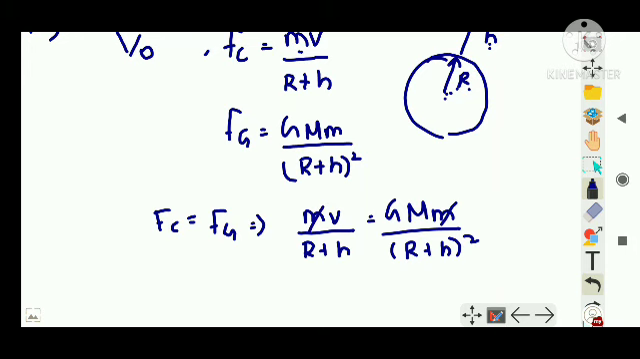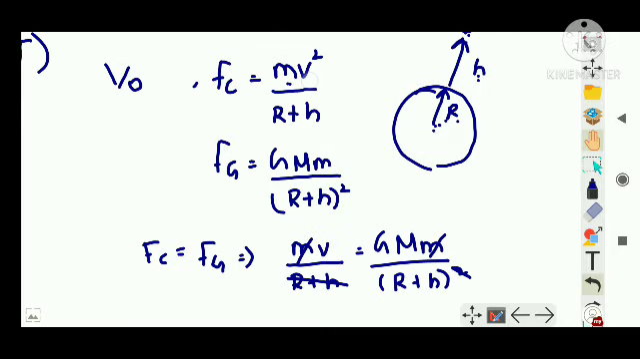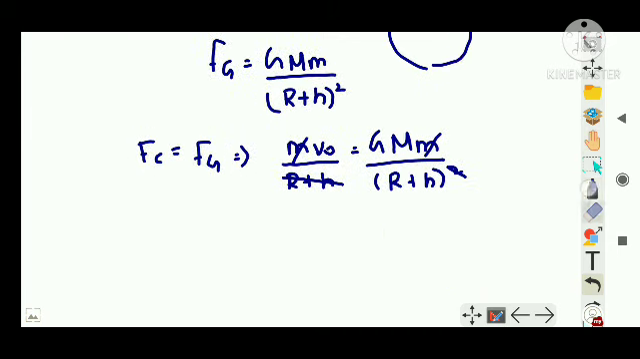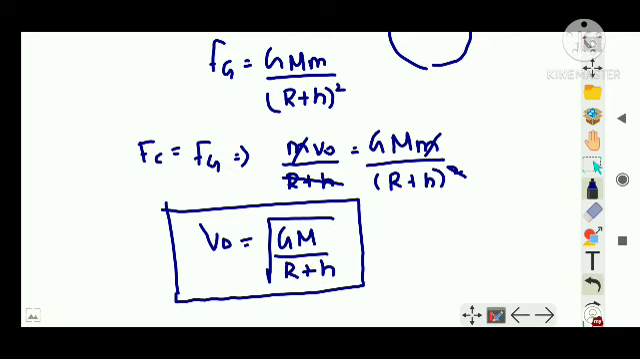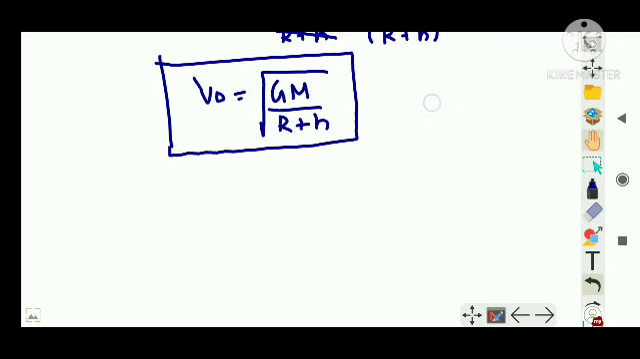Small m can be cancelled, one (r plus h) is cancelled, so you get v, which is actually the orbital velocity, right? So I will write VO here. So I got an expression: VO is equal to the root of GM by (r plus h), right? This is the expression for the orbital velocity of a satellite around a planet having radius r and mass M. As you can see, the orbital velocity depends only on the mass of the planet and the distance of the satellite from the planet, right?